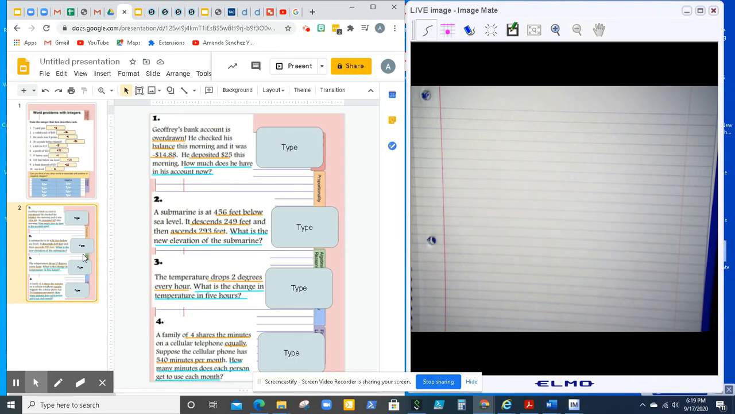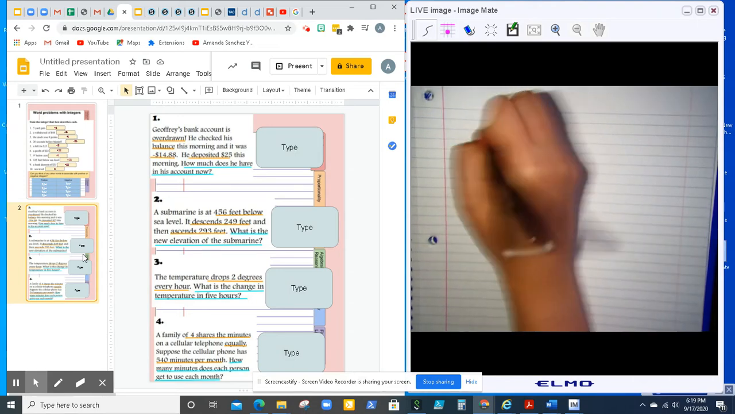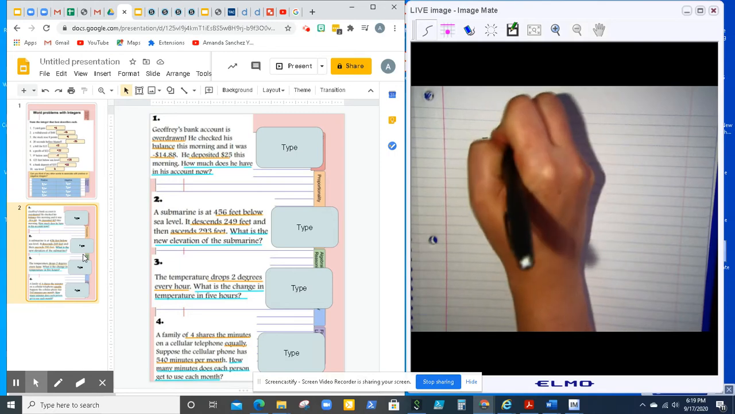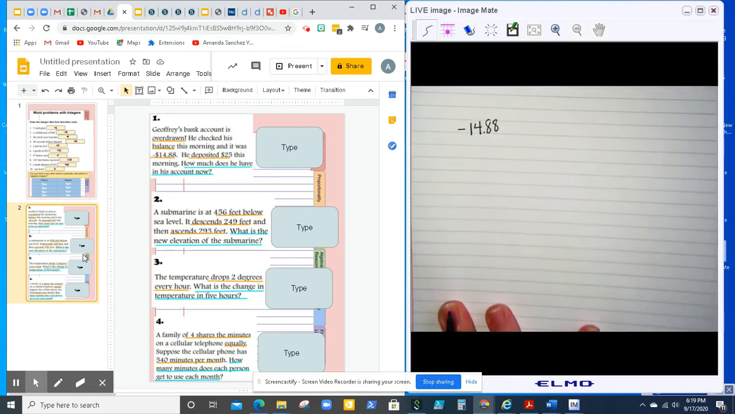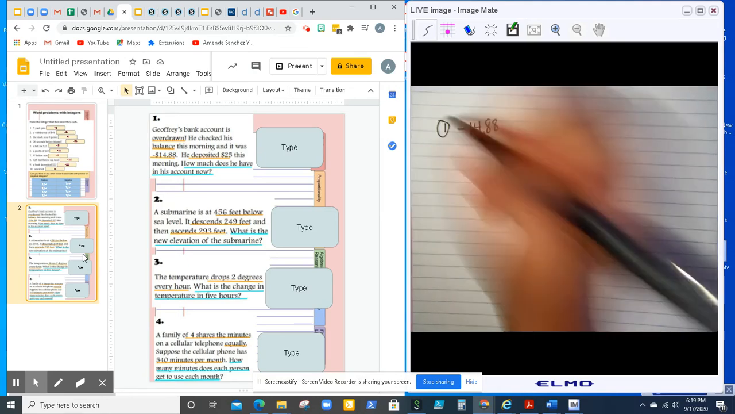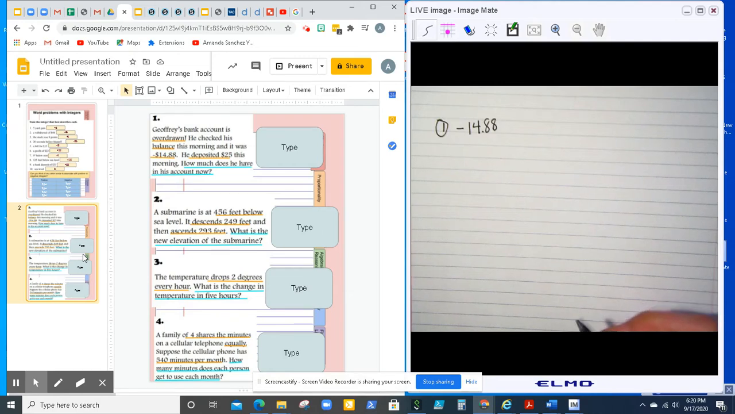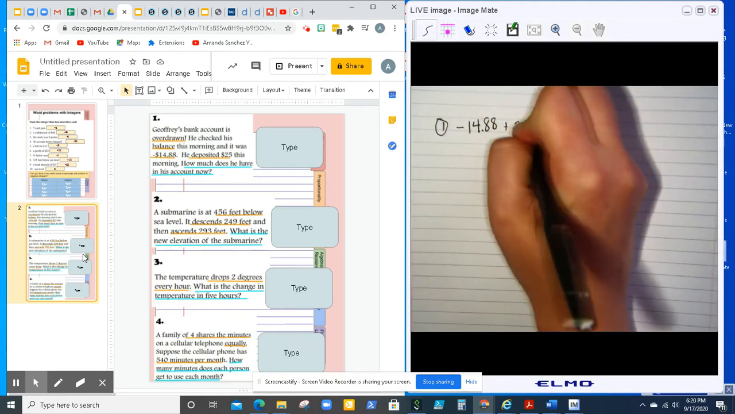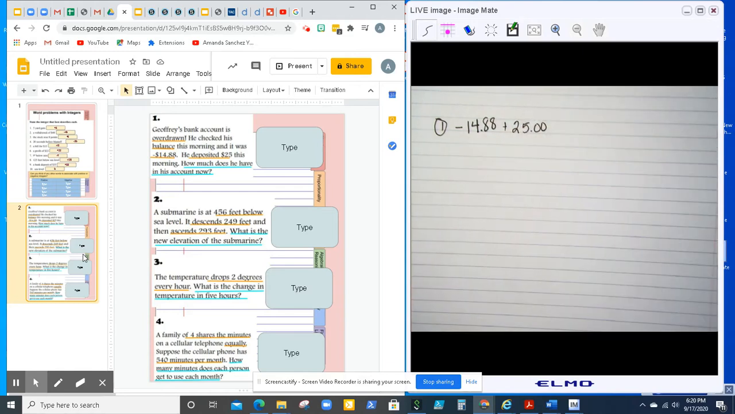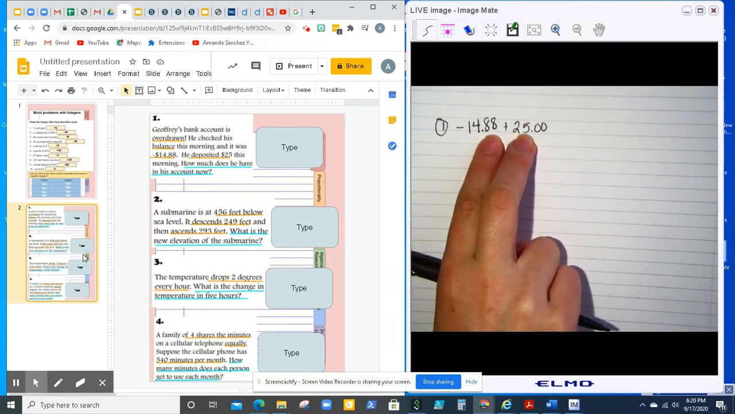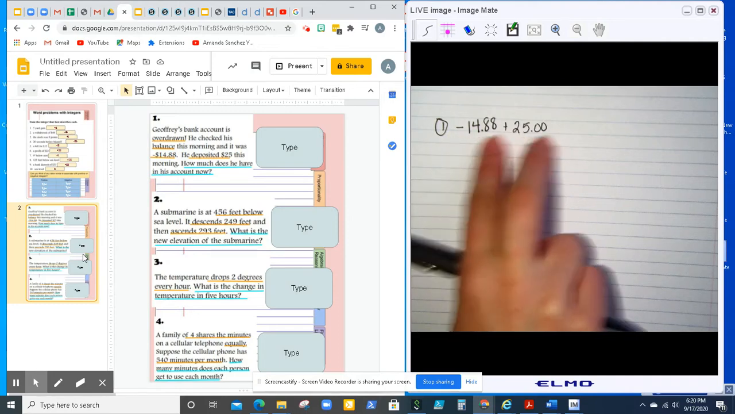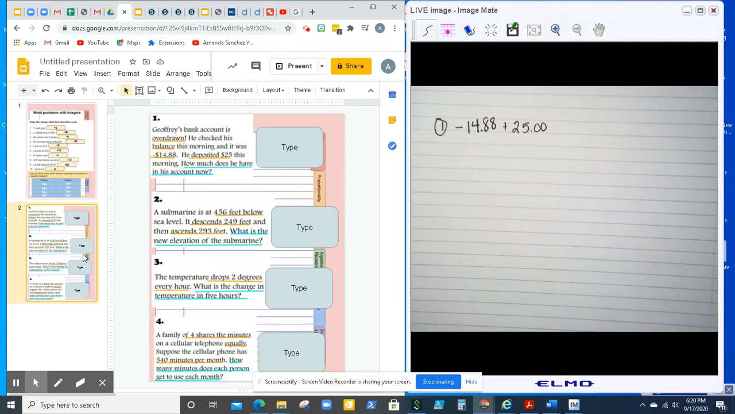So first off, he starts off in his account with this much. He deposits $25. That means we are going to add $25 to his account. How much does he have in his account now? So yes, there are decimals involved, but these are still rational numbers. So now we're going to use those rational numbers in a word problem.